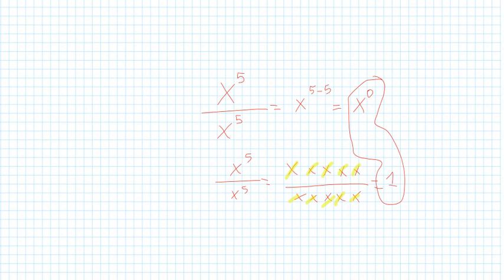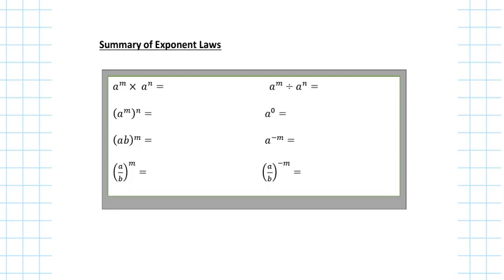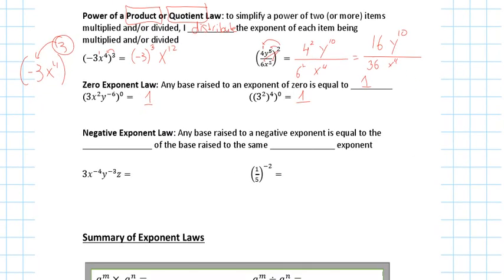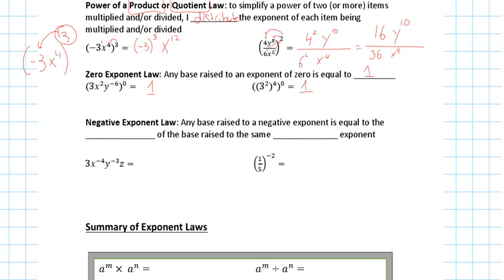Then I go to the negative exponent. Any base raised to a negative exponent is equal to the reciprocal of the base raised to the same positive exponent. What does the word reciprocal mean? Reciprocal means it's the flip. So the bottom becomes the top and the top becomes the bottom. So it flips.